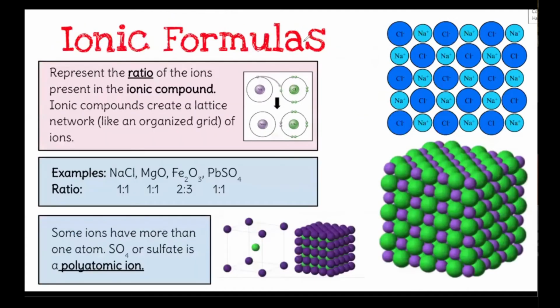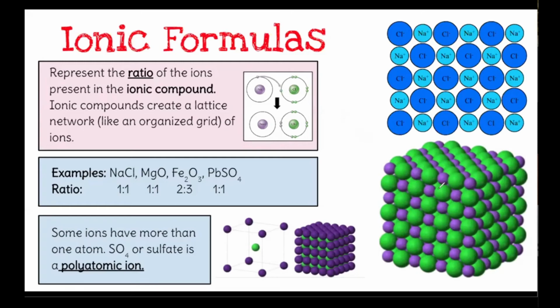Okay, ionic formulas are a little different. Ionic formulas represent a ratio of the ions present in the ionic compound. If you have a grain of table salt, that's basically one big molecule of salt. They're all connected. They're all bonded to each other. Because we have a negative chlorine ion, it wants to be next to the positive sodium ion, which wants to be next to the negative chlorine ion, right? So they create this lattice network, like an organized grid where they're all next to the other ions.